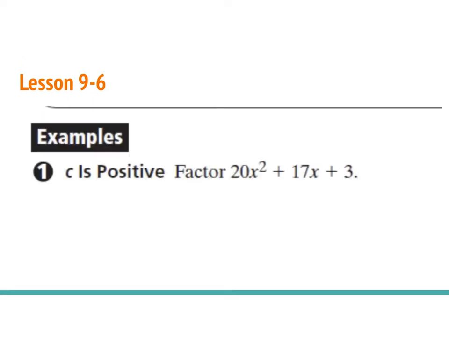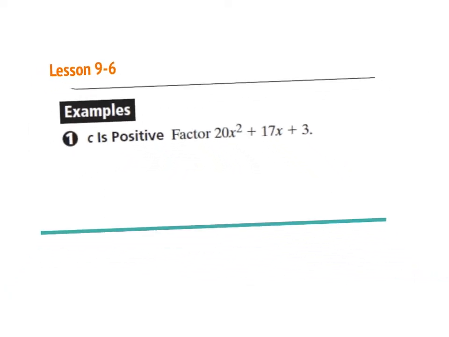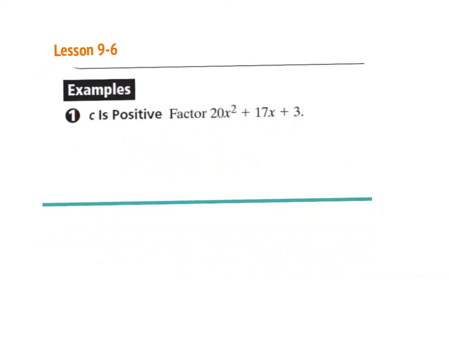So here's our first example. We've got 20x squared plus 17x plus 3. And so we want to think about how this was created. I like to always start with my 2 parentheses, okay? I just start with that, and then I place my x's or my variable in there. Then the next thing I do is I check my signs, because they're going to be extremely important and they're going to help tell that story.